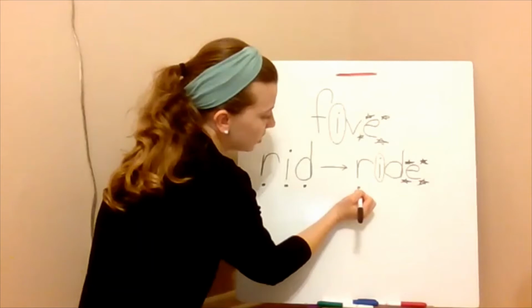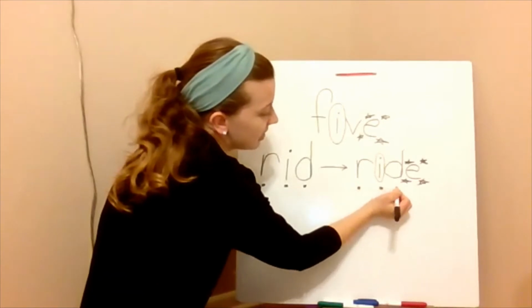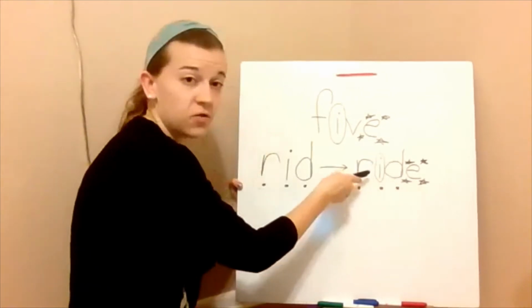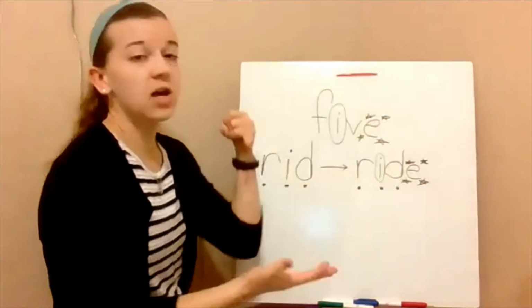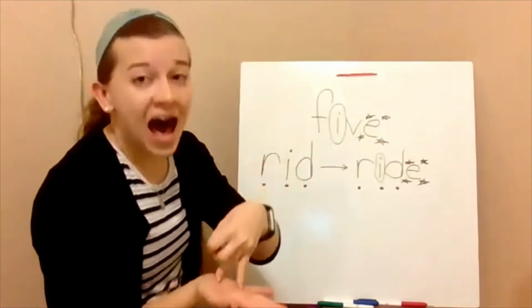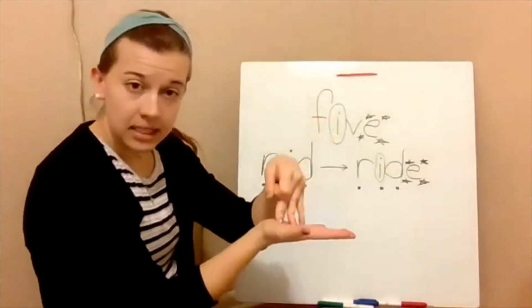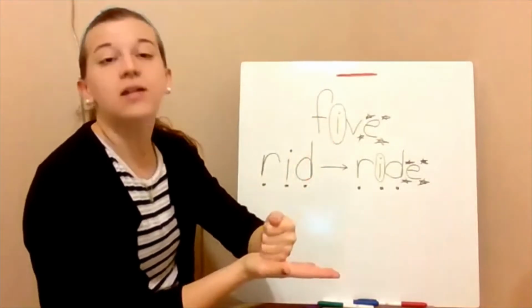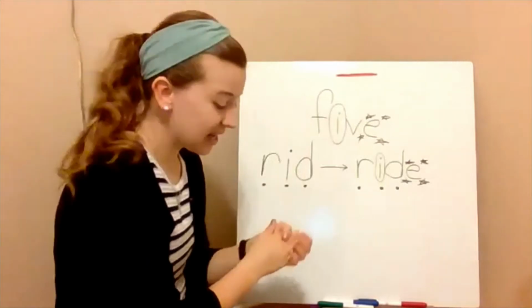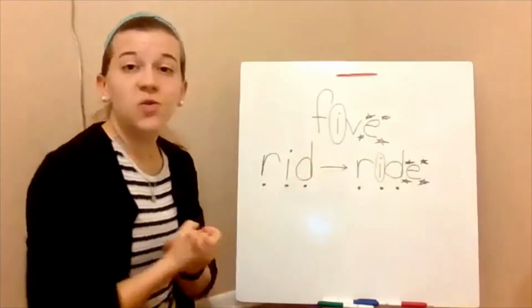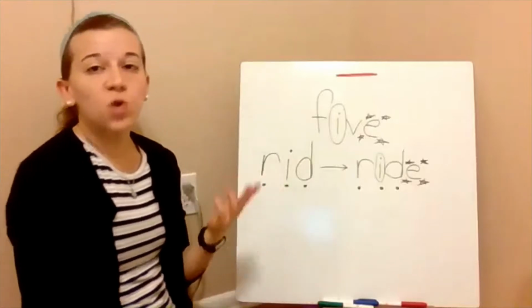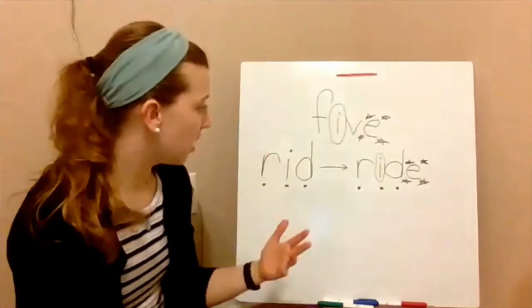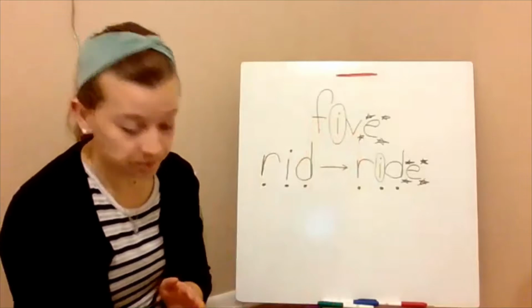So let's tap this out. Again, this only has 3 sounds because the E is silent, but don't get confused with that I. Remember, I says its name. Here we go. Ready? So it's R, I, D. Ride. Very good. Ride. Excellent. So that is the long I. So we're going to be looking at some words that have the long I with the magic E.